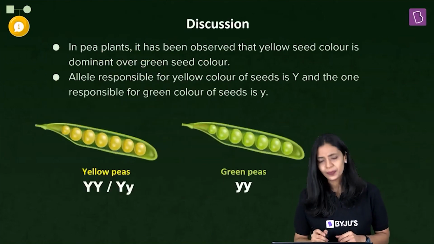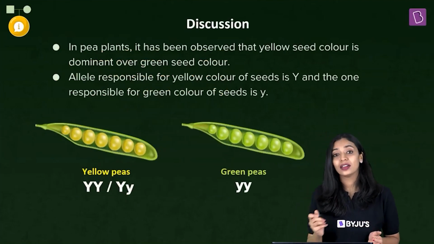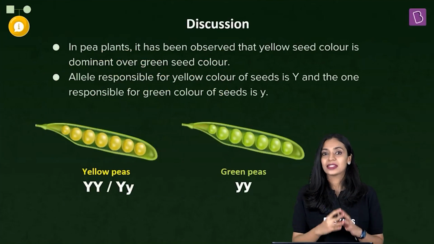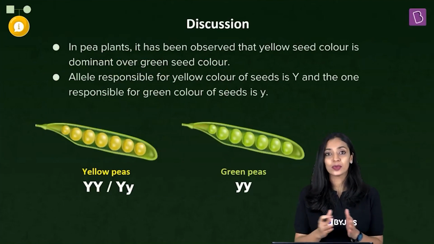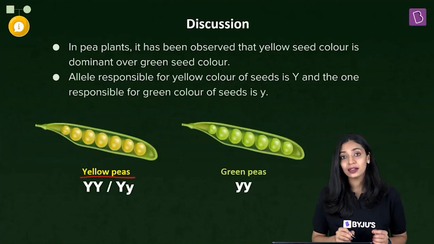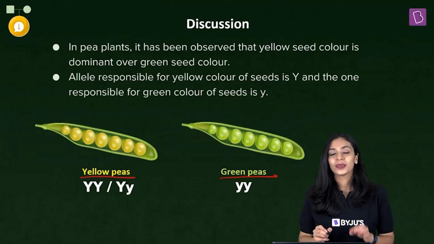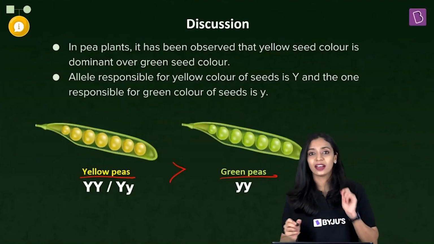In this question, the character of the pea plant that is considered is the color of the seed. In pea plants, seed color can be of two types. There are two variants of seed color, which we call the two contrasting traits. Seed can either be yellow in color or it can be green in color. The yellow color seed is considered to be dominant over the green colored seed.